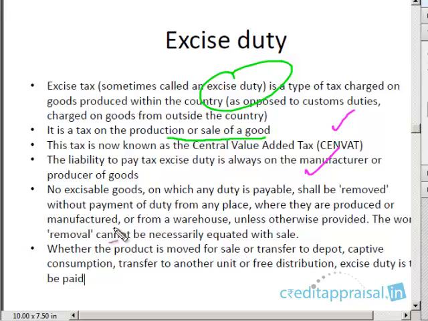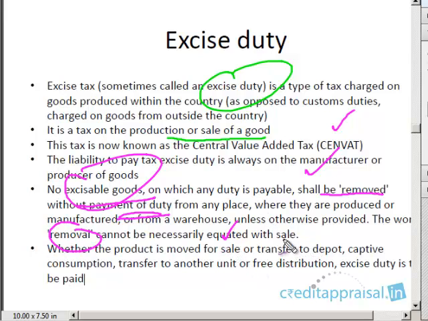Now the point that you have to remember is, no excisable goods... There are some goods that are exempted from excise duty, but the goods which are liable to pay excise duty, those excisable goods on which duty is payable, shall not be removed. This is as per the directions of the government. So no excisable goods on which any duty is payable shall be removed. They cannot be removed without payment of duty. Unless the duty is paid, they cannot be removed. Removed doesn't mean just sale, right?